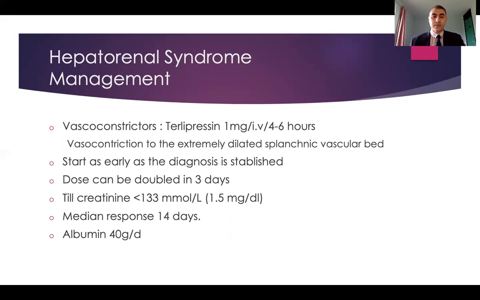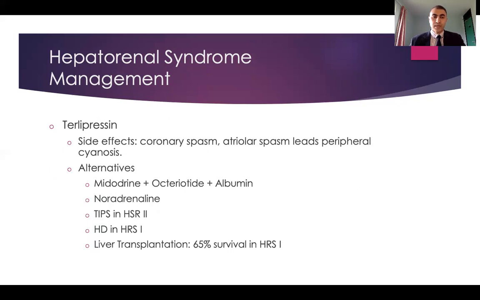The dose can be doubled in 3 days, and you need to continue until the creatinine falls below 133. The median response is usually around 14 days. You should give albumin 40 grams daily, which will be very helpful. There are some side effects of terlipressin in the form of coronary vasospasm.